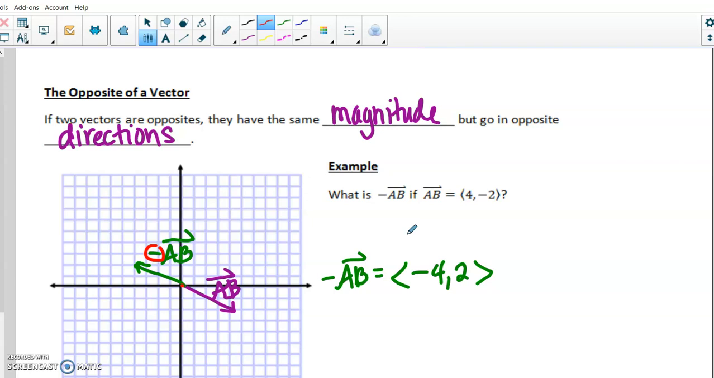So it says, what is the opposite of vector AB if vector AB is 4, -2? So it's going to be the complete opposite. It just flip-flops signs. It's almost like distributing a negative. So instead of it being 4, -2, it's going to be -4, +2. So opposite vectors are just opposite in sign.